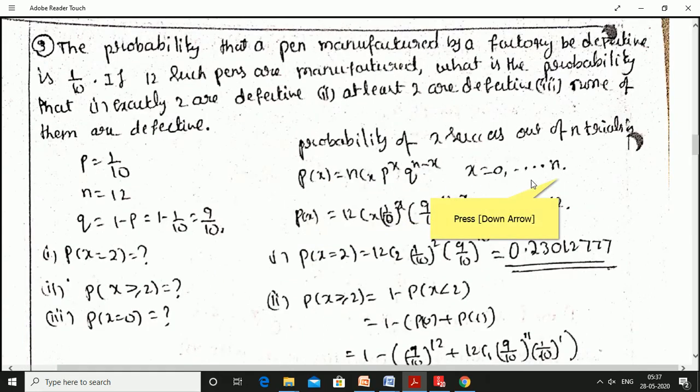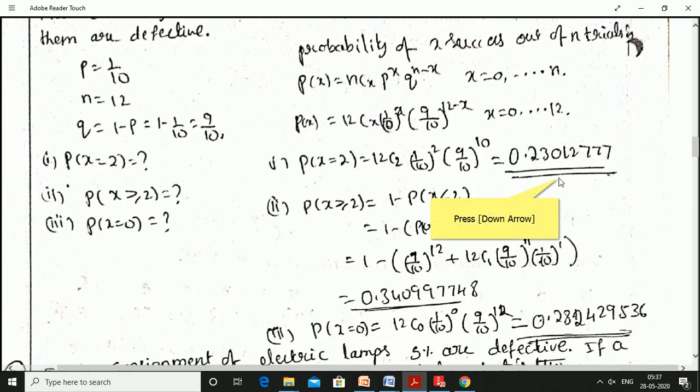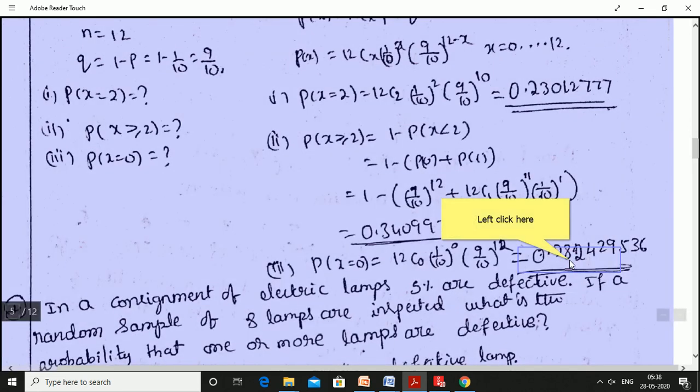Next is none of them are defective. None means x value is equal to 0. P of x equal to 0 is 12C0, 1 by 10 power 0, 9 by 10 power 12. 12C0 is 1, 1 by 10 power 0 is also 1, and 9 by 10 power 12 comes out as this is the answer.